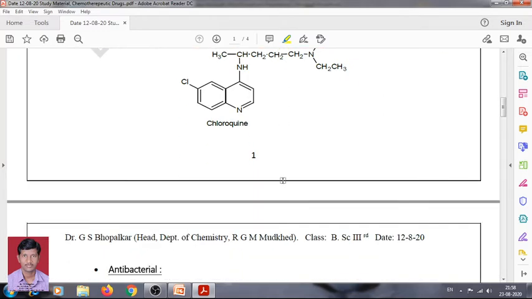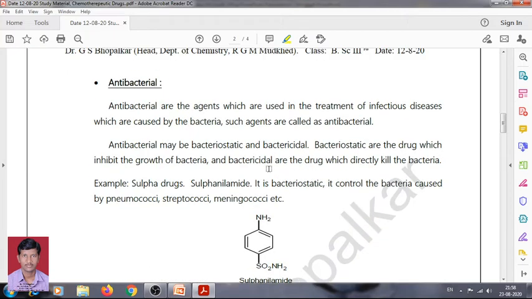and this chloroquine is used as an antimalarial drug. Okay. The next chemotherapeutic drug is the antibacterial drug.